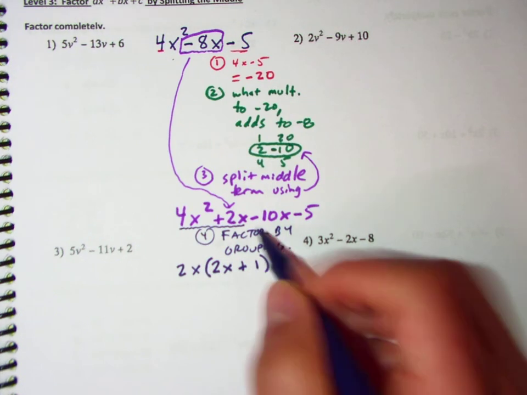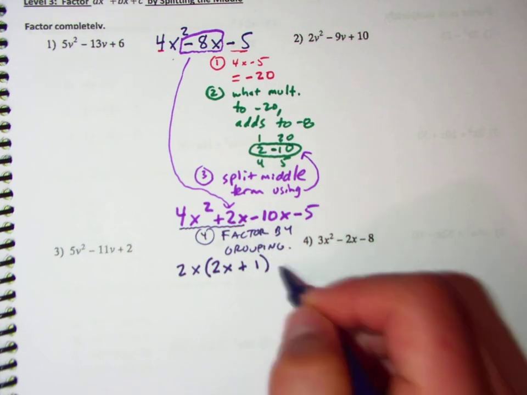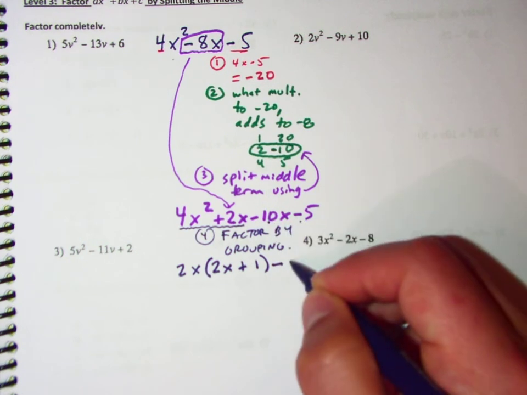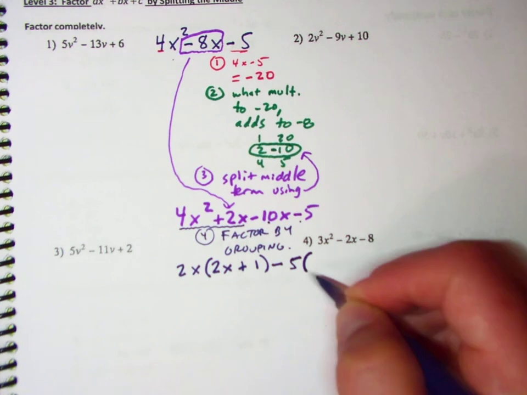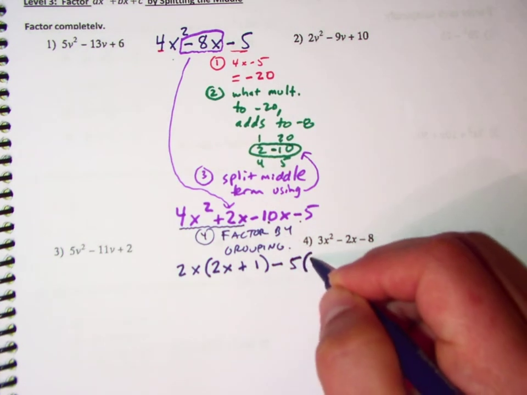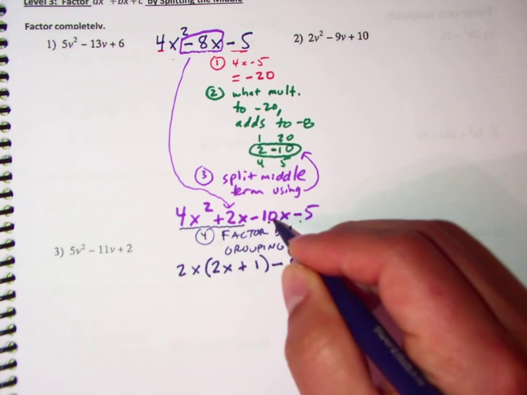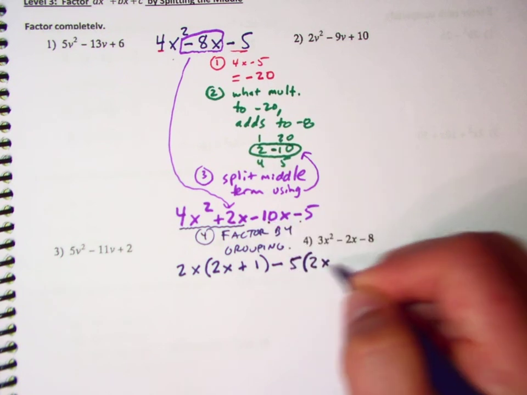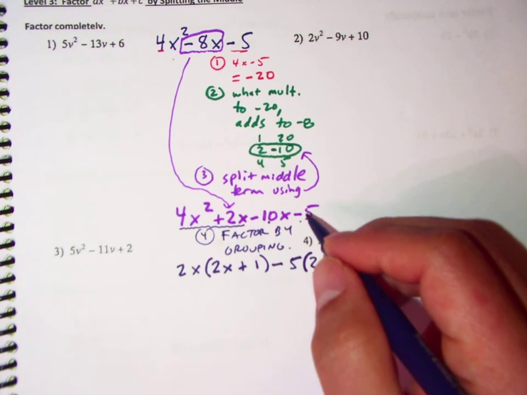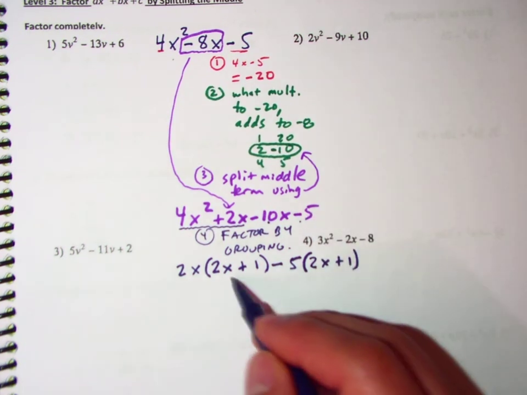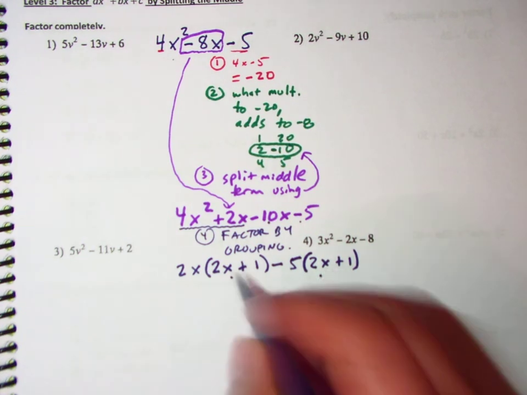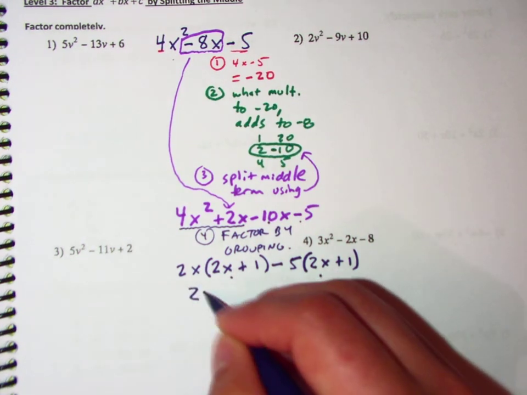Okay? Next, you bring down the minus sign. And then from 10 and 5, the greatest common factor is 5. And again, what is left? I know that negative 5 times 2x is negative 10x, and I know negative 5 times positive 1 is negative 5. Okay, lots of ways that you can get here, but remember that these need to match. The 2x plus 1s need to match. And now that I've done that, my final answer is going to be 2x plus 1.